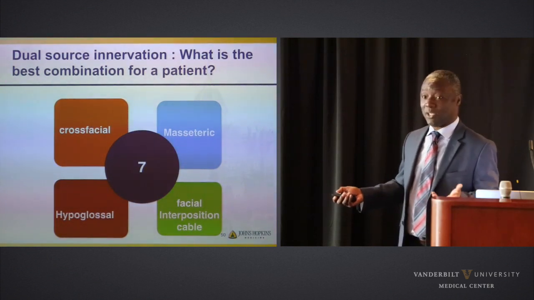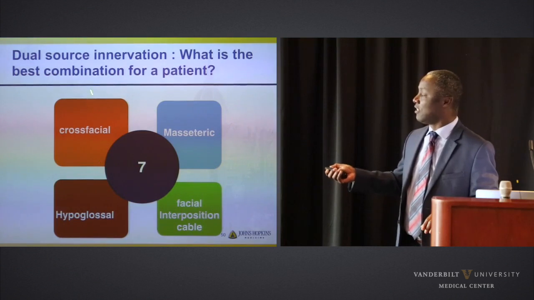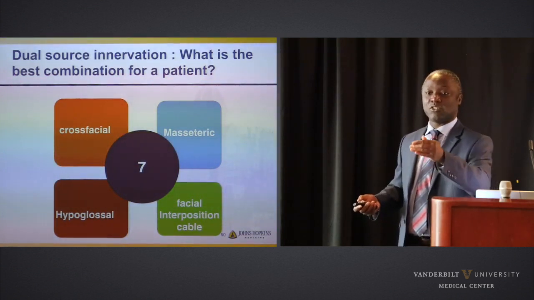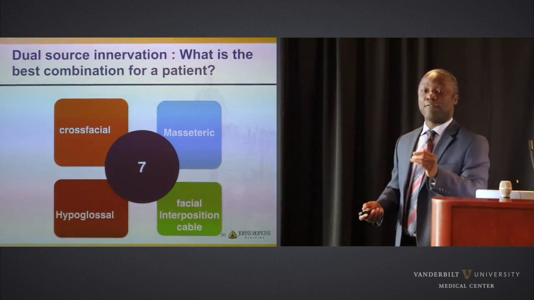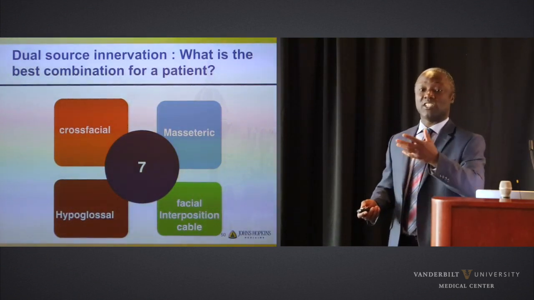You can actually take a patient, because of all the branches in the facial nerve, connect the hypoglossal, the masseter, and the cross-facial. And you will see the results coming in one after the other. First, the masseter comes in, and then the hypoglossal comes in, and then the cross-facial comes in.